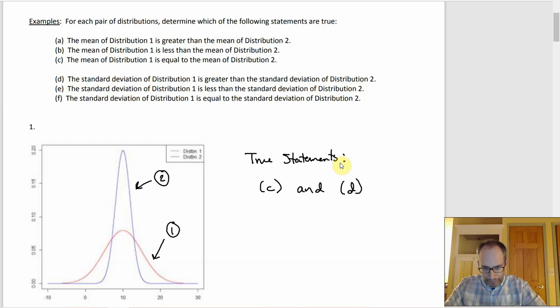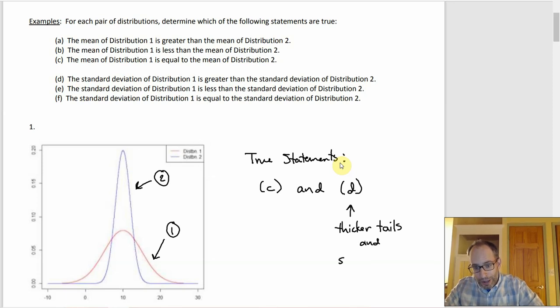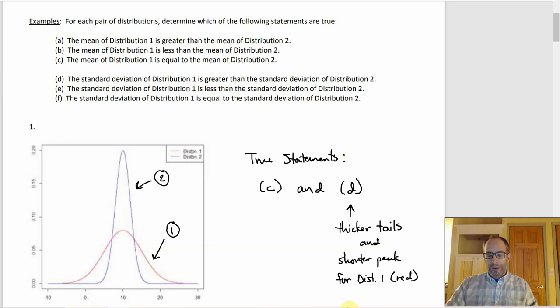So for that one, it's thicker tails and shorter peak for distribution 1, which is the red. Right, so it looks like that's what we've got going on there. Okay, what about the next one?